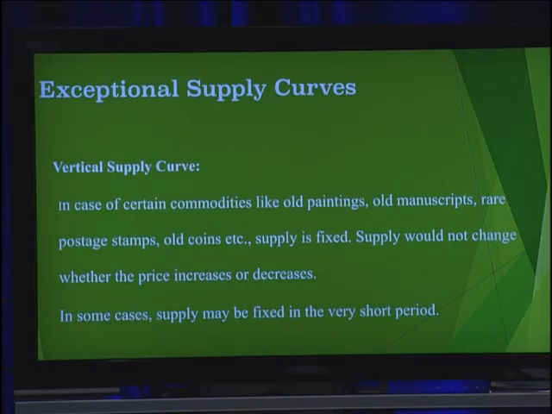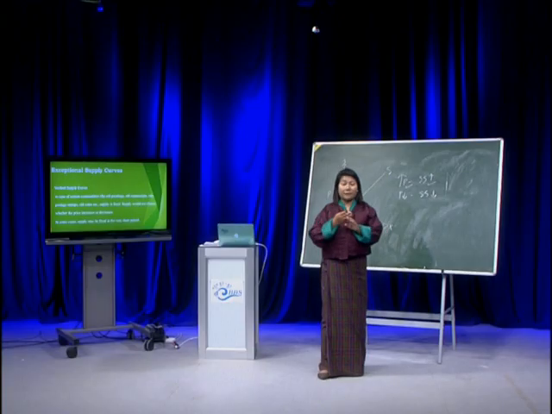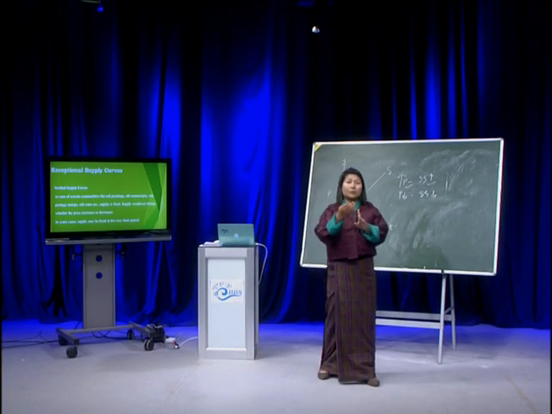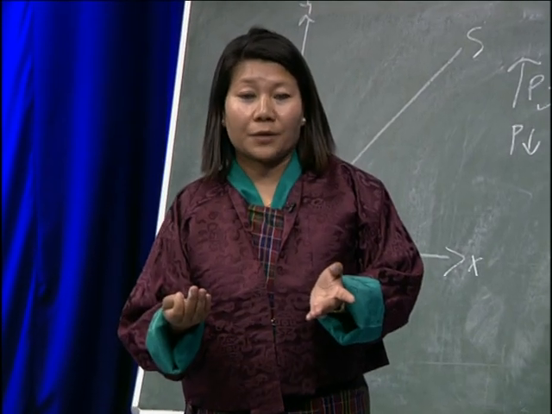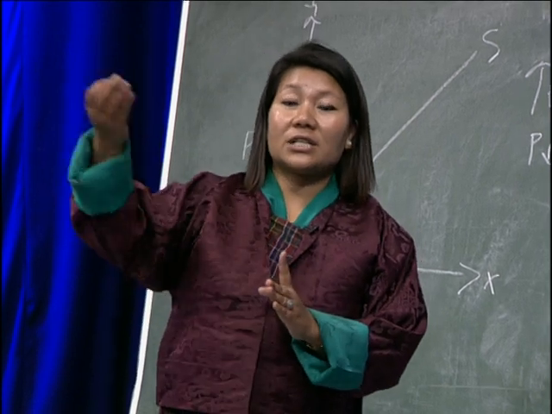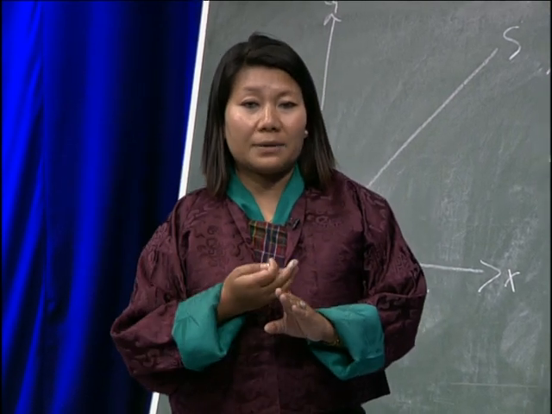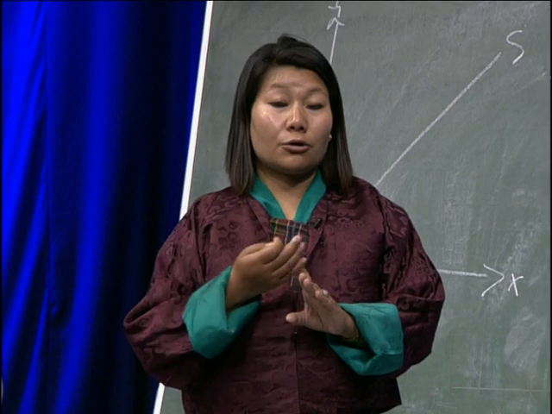In some cases, supply may be fixed in the very short period, which means imagine yourselves as farmers, going to the local market today, and you have with you, let's say, 100 kgs of apples. When you take it to the market, you realize that all the consumers want to buy your apples, and suddenly your apples get exhausted. And you live, let's say, 2 days away from the market. Can you bring apples again? Not at all. So that's in the short period.